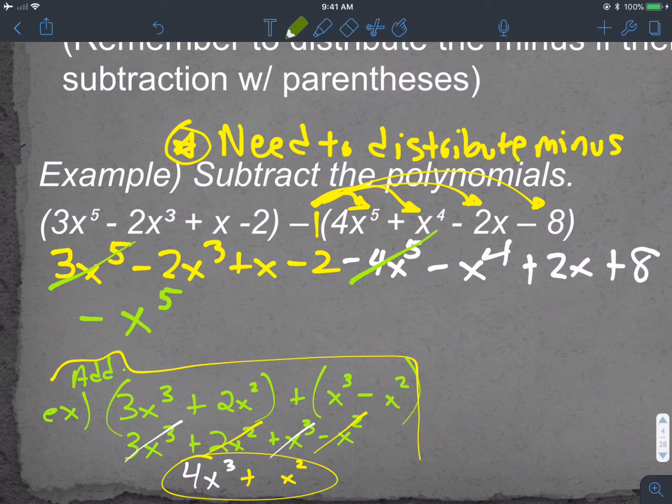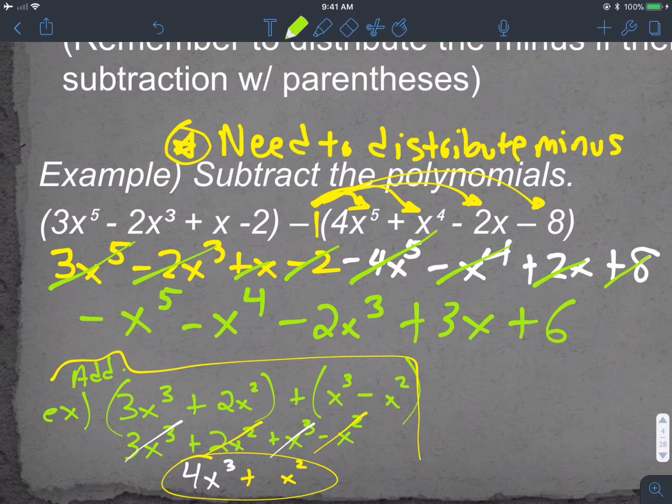Any x to the thirds? Just one though. So that comes down. Any squares? No. You missed the 4. Minus x to the 4. Oh, I did. Thank you. I missed one. Minus x to the fourth. And then x plus 2x is 3x. And then negative 2 plus 8 is positive 6. That's my answer.